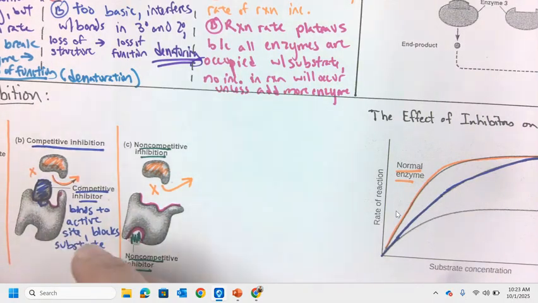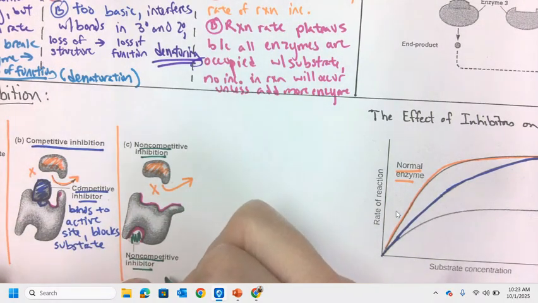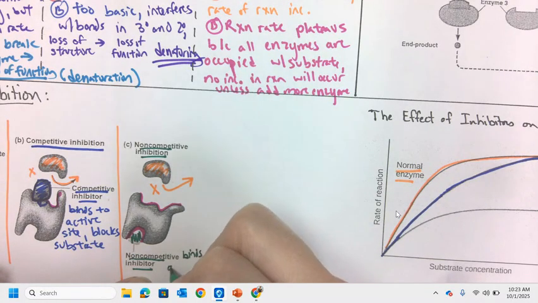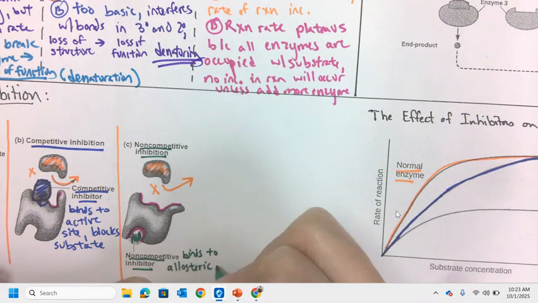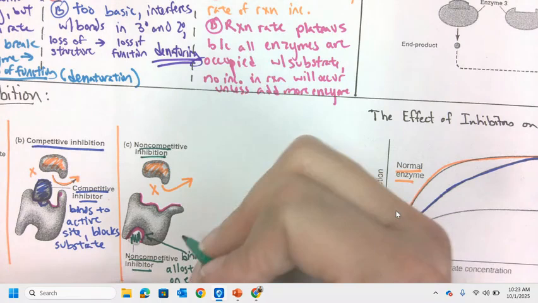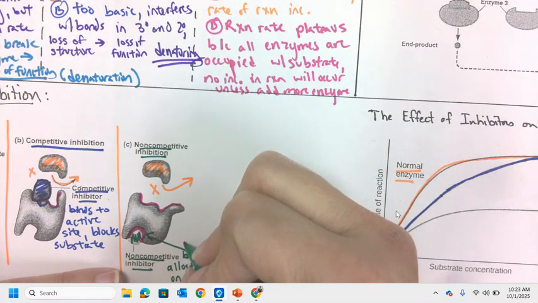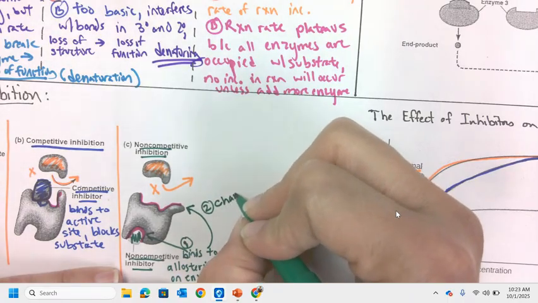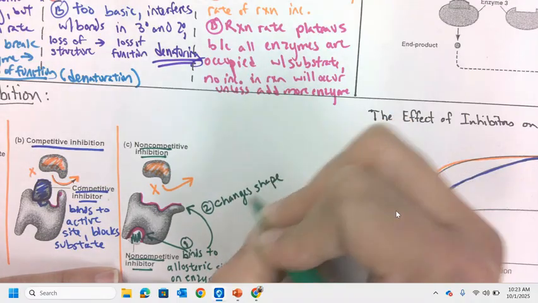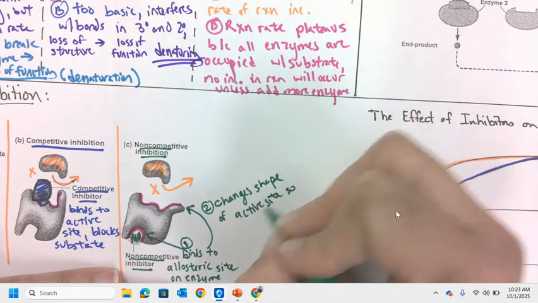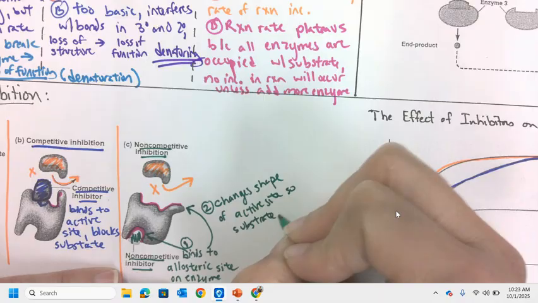Okay, so let's look at this. Basically, we're going to say the non-competitive inhibitor binds to the allosteric site on the enzyme. And we can see that right here. Okay. That's what happens first. That second changes the shape of the active site. So the substrate can't bind.